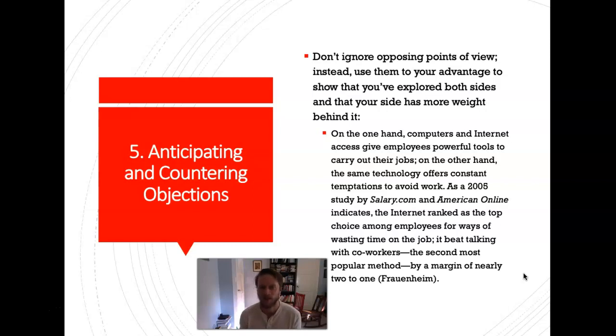Anna Orloff writes, "On the one hand, computers and internet access give employees powerful tools to carry out their jobs. On the other hand, the same technology offers constant temptations to avoid work. As a 2005 study by Salary.com and America Online indicates, the internet ranked as the top choice among employees for ways of wasting time on the job. It beat talking with coworkers, the second most popular method, by a margin of nearly 2-to-1." So make sure that you state your opponent's view, so that later you can come back and rebut that view.